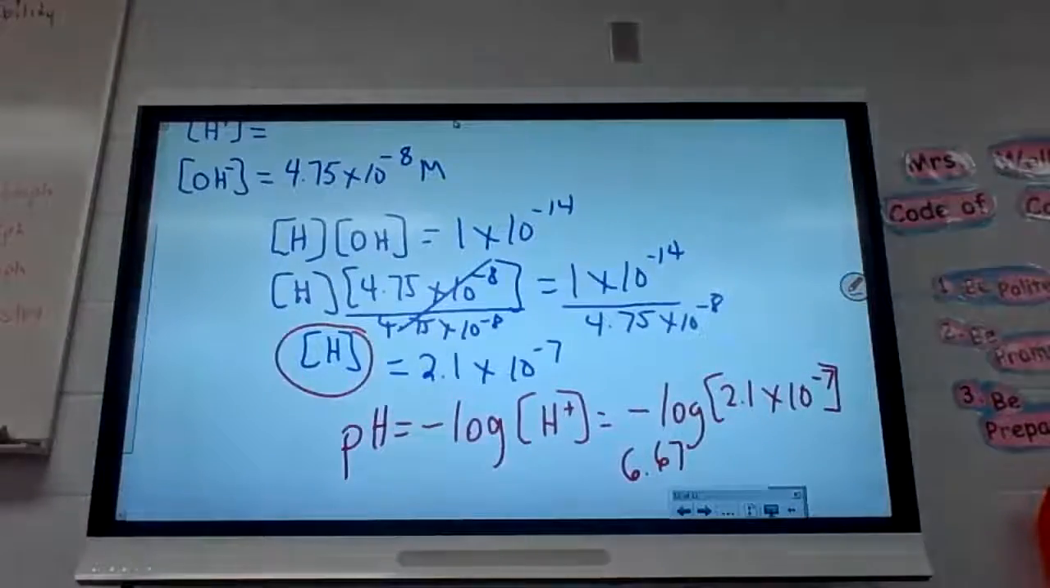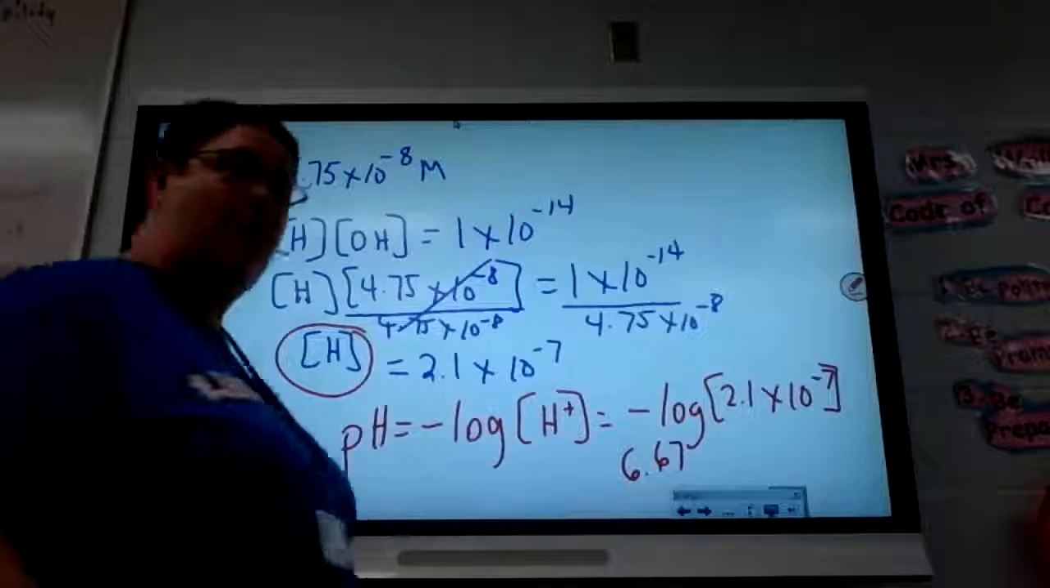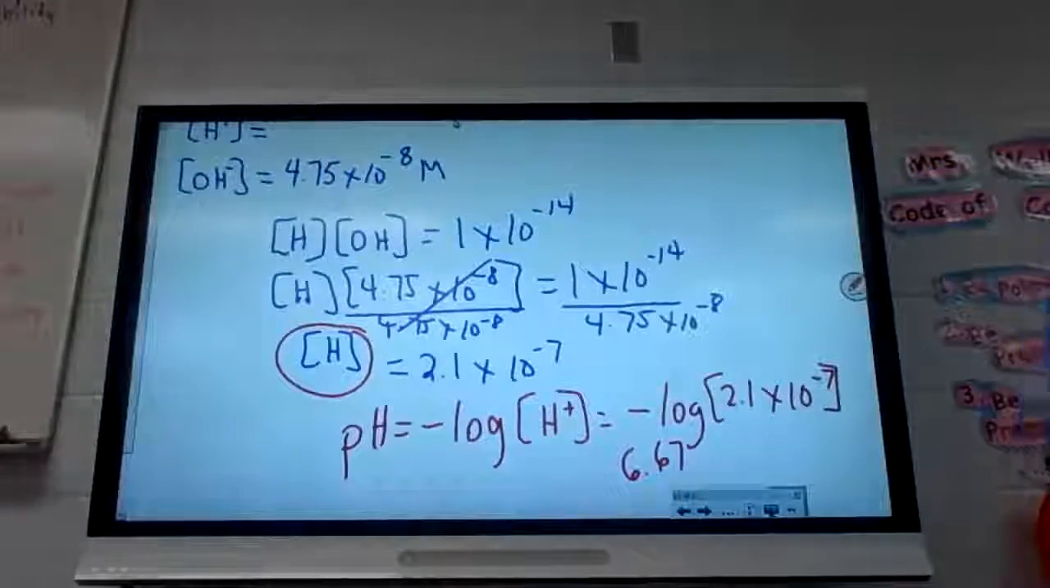All right, what'd you punch in? Negative log. All right, 2.1 times 10 to the negative 7. Next one is negative. Yes, perfect. All right, everybody got it? All right, I'm going to give you a little bit of practice with this to see what we can do tonight.